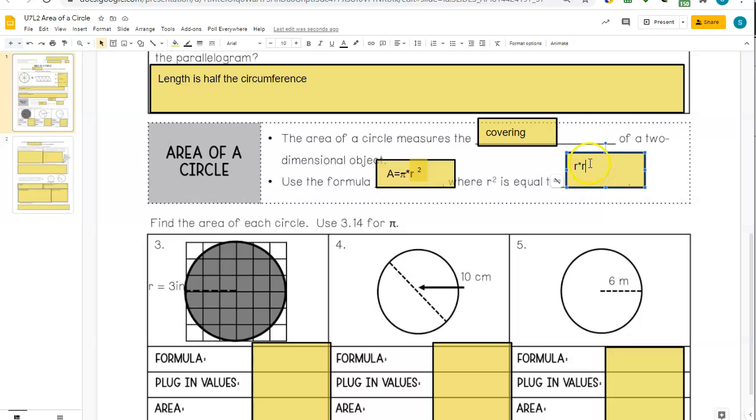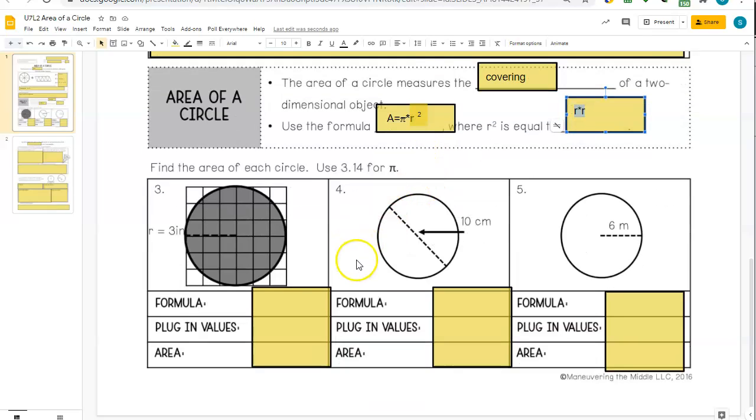And honestly, while we're typing, we're probably going to write r times r, just because it's easier than trying to figure out how to get that exponent. Now, let's figure out our formula. So, A equals pi times r times r. Let's plug in our value.